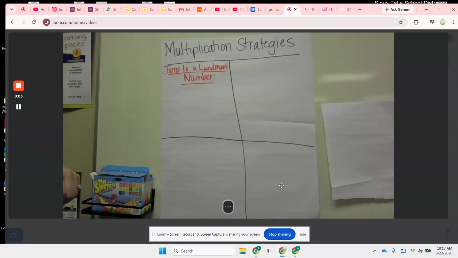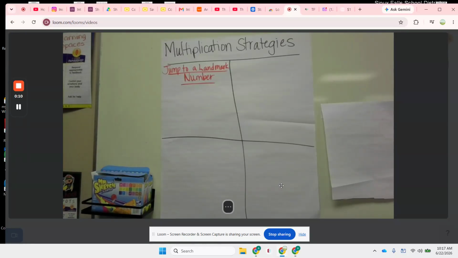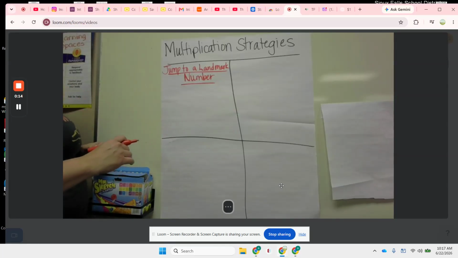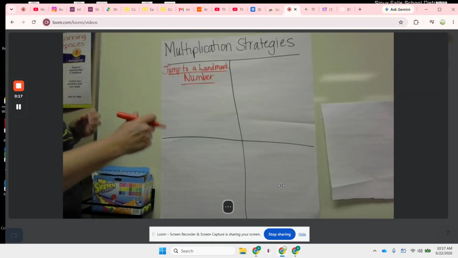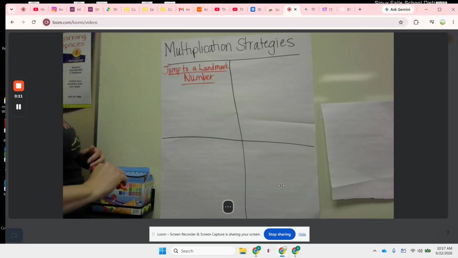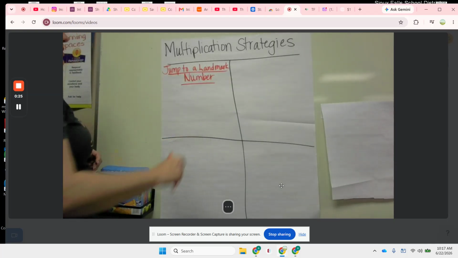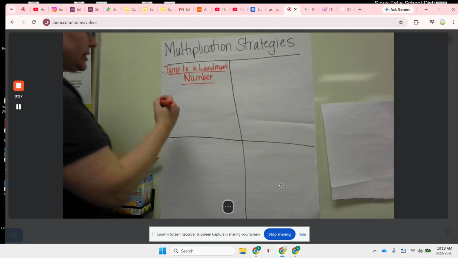Okay, so now my unit 2 is typically measurement and data. During unit 2, we always practice our basic multiplication and division strategies, but I do start to introduce multiplication of larger numbers. We'll talk division in another video. You'll notice the first strategy I introduce is that jump to a landmark number.